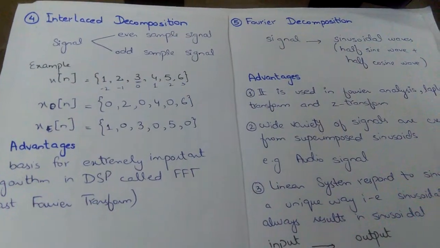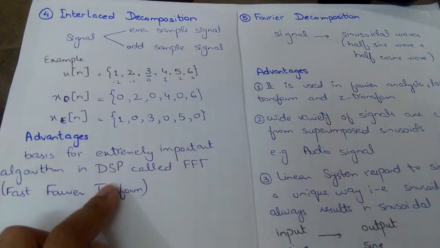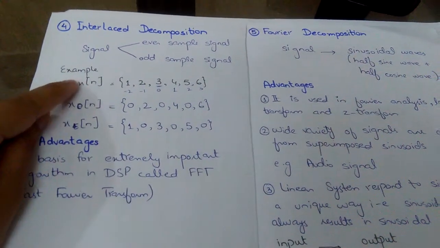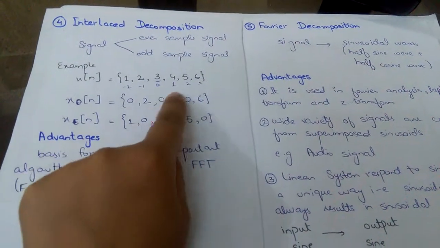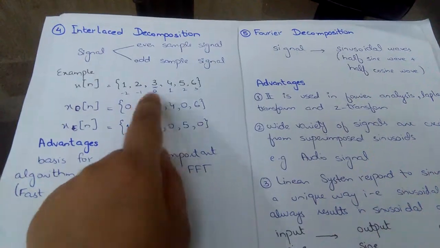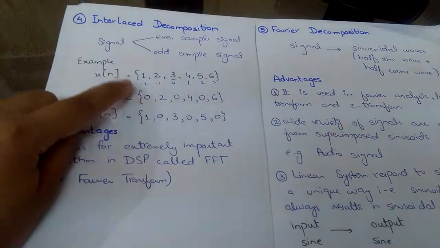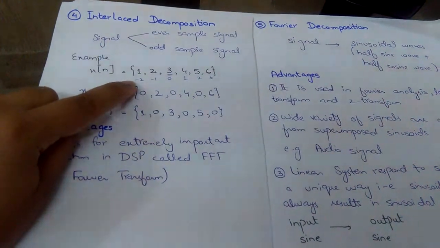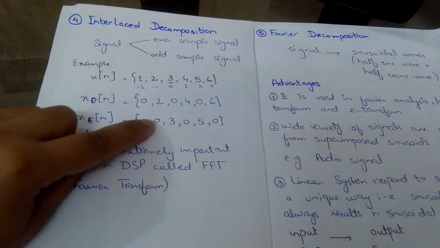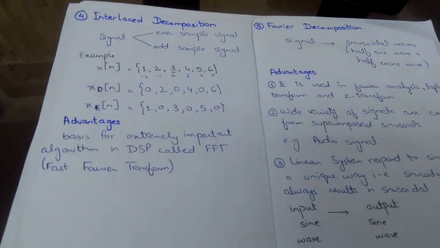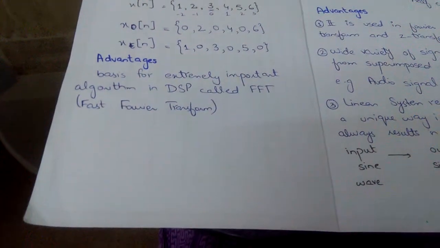For interlaced decomposition, the signal is divided into an even sample signal and an odd sample signal. For example, this is the signal given: x[n] equals 1 2 3 4 5 6. This is index 0 1 2 3 4 5. For x of even, we consider the even index values 1 0 3 0 5 0, and for x of odd we consider the odd index values with 0 in the even positions. Its advantages include: it is the basis for an extremely important algorithm in DSP called FFT, the fast Fourier transform.